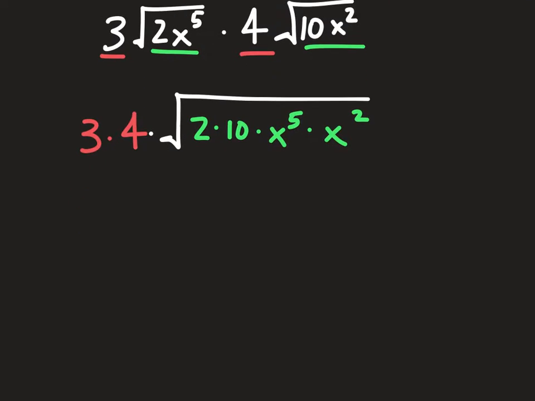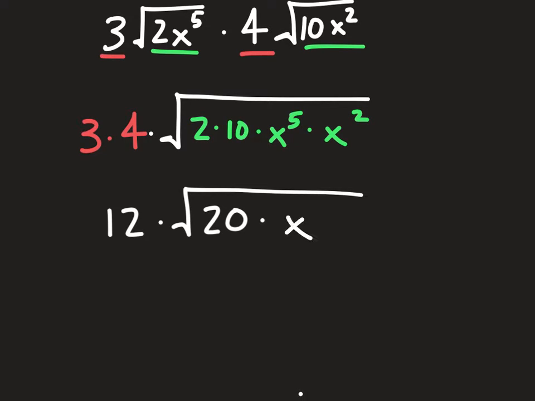At this step, I'm going to do 3 times 4, which gives us 12, times the square root, and then let's combine everything in here. So I've got 2 times 10, which gives us 20, and then x to the fifth times x squared gives us x to the seventh. You want to add your exponents here. So x to the seventh.